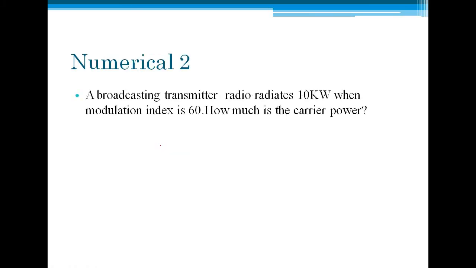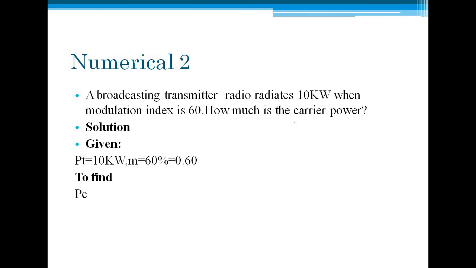Second numerical: a broadcasting radio transmitter radiates 10 kilowatts when the modulation index is 60%. How much is the carrier power? Now which parameters are given? The first thing given to us is that a broadcasting transmitter radiates. So this is the power of the radiated signal. The radiated signal is the total signal, your final AM signal. Therefore the total power is 10 kilowatt, and the modulation index is given as 60%, 0.60, and they have asked us to find the carrier power.